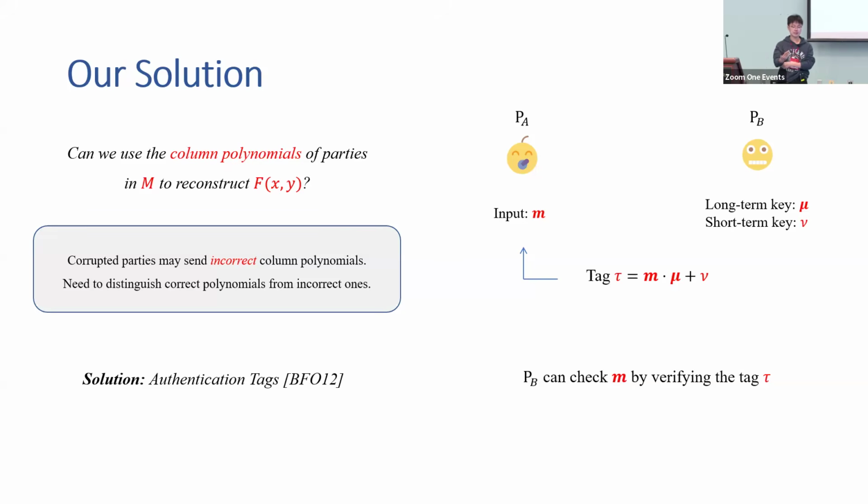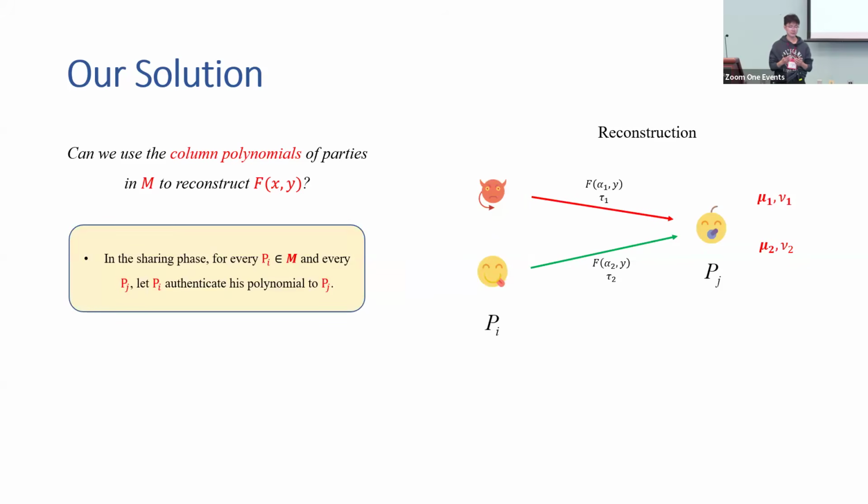Here we notice that the long-term key will be used to authenticate different messages M, but the short-term key will be refreshed each time. The security here comes from the fact that if PA wants to cheat, he needs to guess at least one position of mu. So if such a tag can be prepared, then our goal is achieved, and the receiver can now distinguish incorrect column polynomials received from corrupted parties.